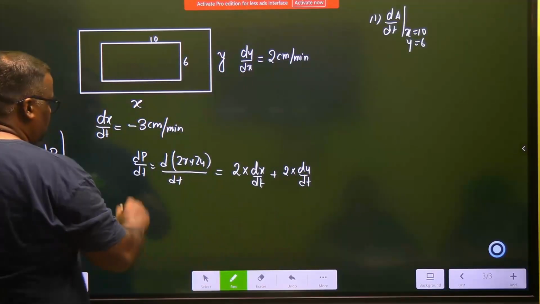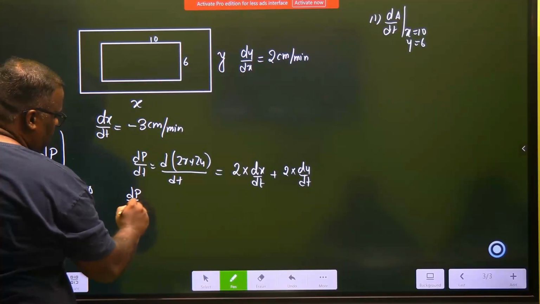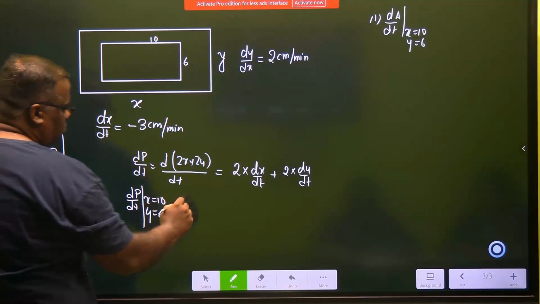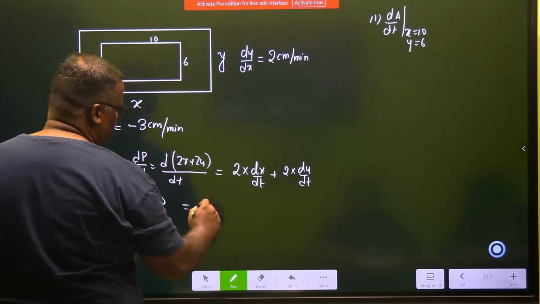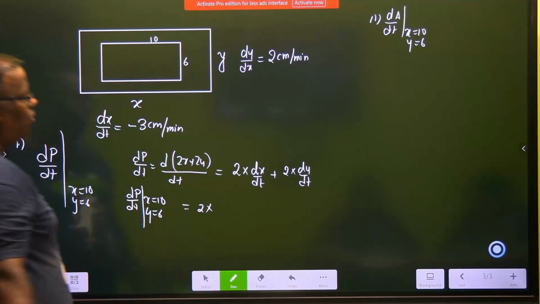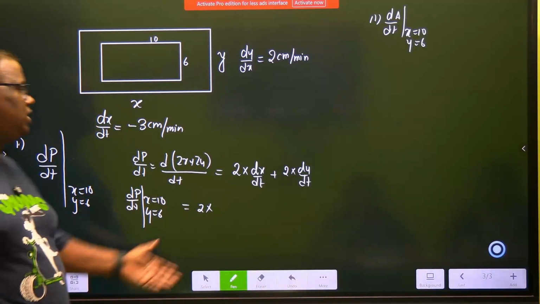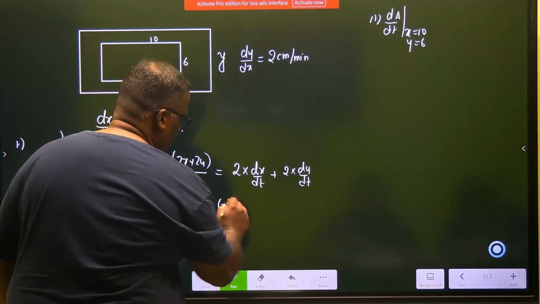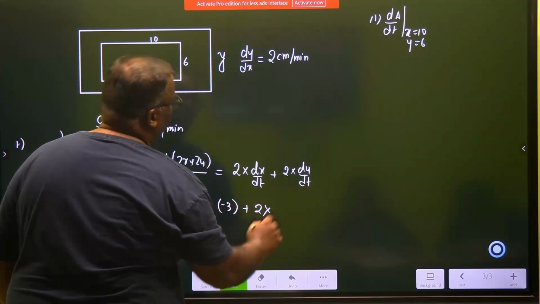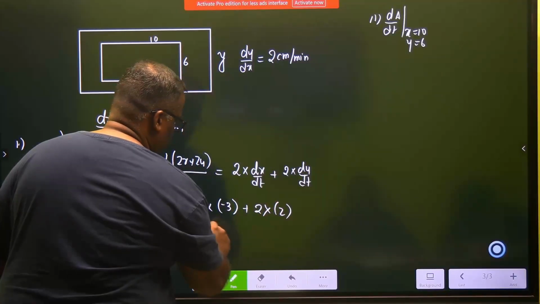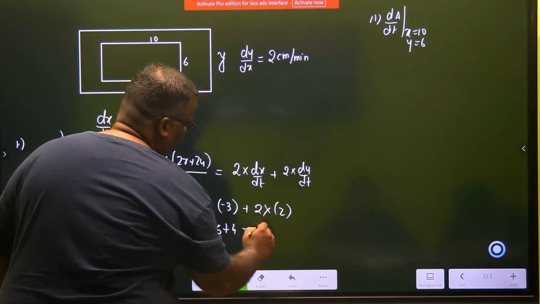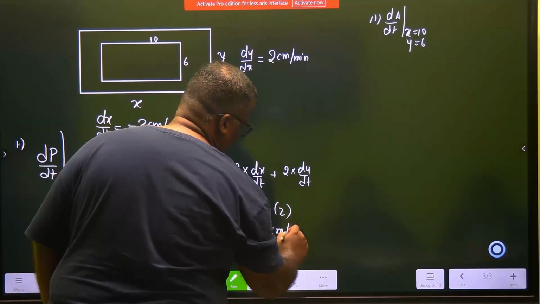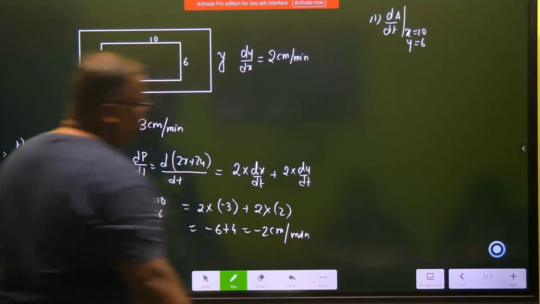Done. Now you have to find this perimeter change when x is equal to 10, y is equal to 6. So put it: 2 into, we don't have any x and y here at all. So straight away we can find the answer. dx by dt is given to you, negative 3, plus 2 into 2. So this is negative 6 plus 4, which is equal to negative 2. Since this is perimeter, it is negative 2 centimeter per minute. Children, did you understand or not?